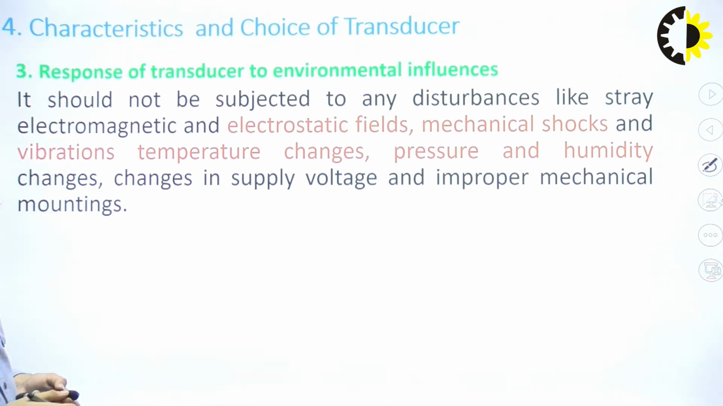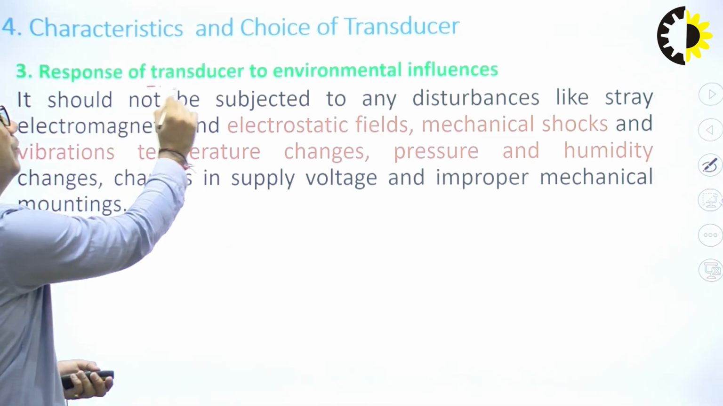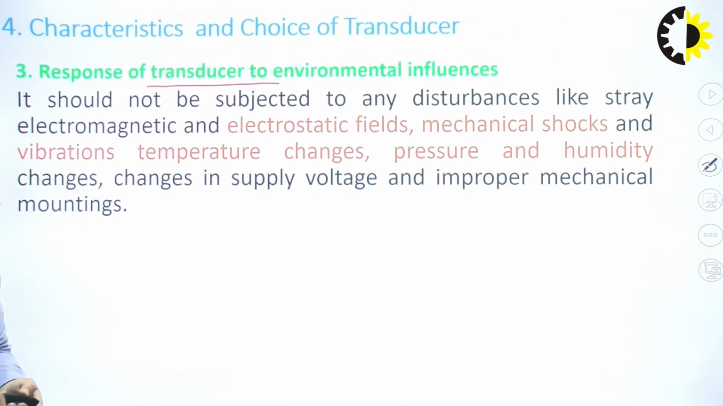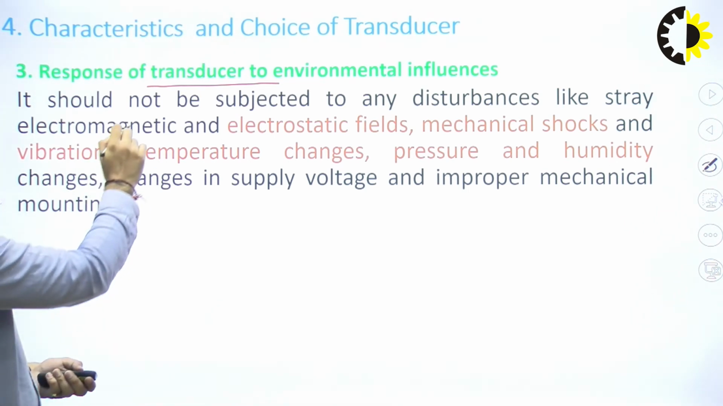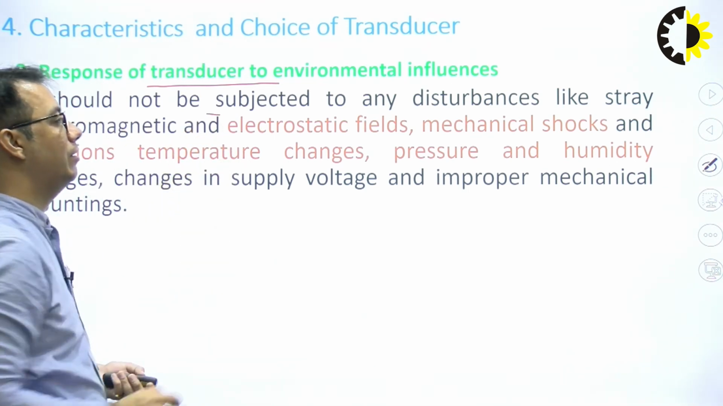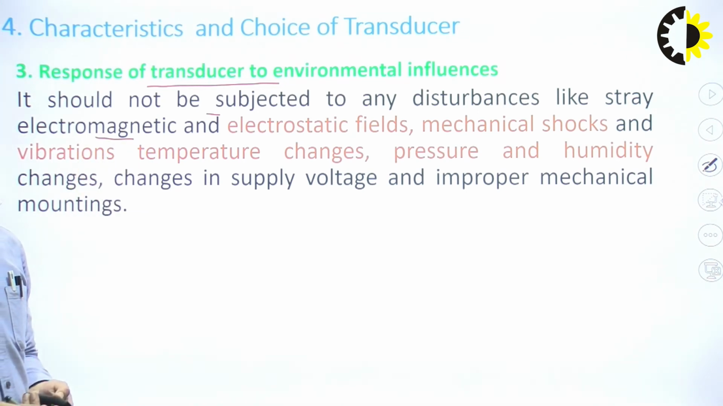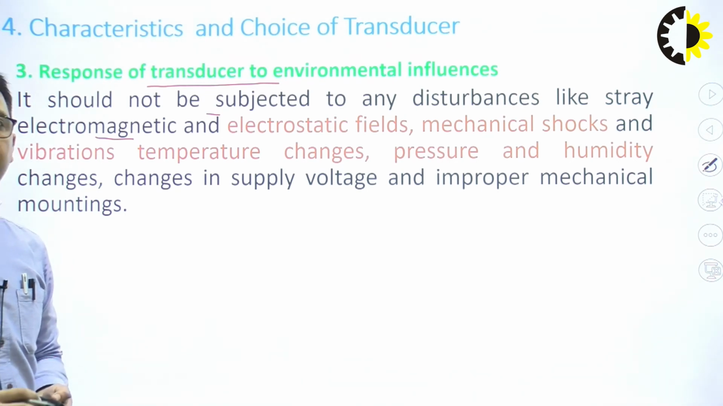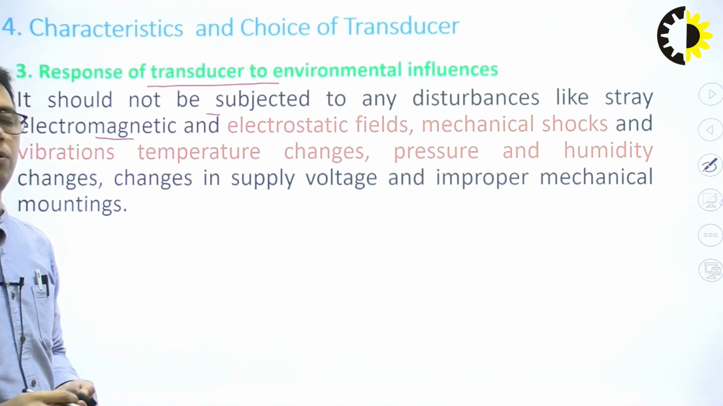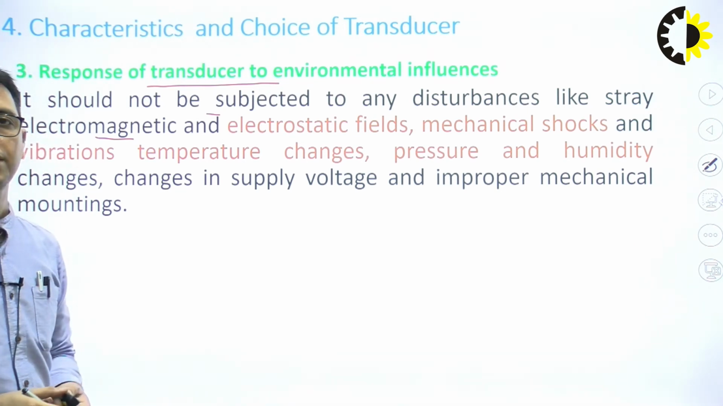Next, the response of a transducer to environmental influences. This is our last characteristic. As we know, it should not be subjected to any disturbance like stray electromagnetic or electrostatic field, mechanical shocks, vibration, temperature. Our transducer should be least affected by all these factors which may exist in its surroundings.